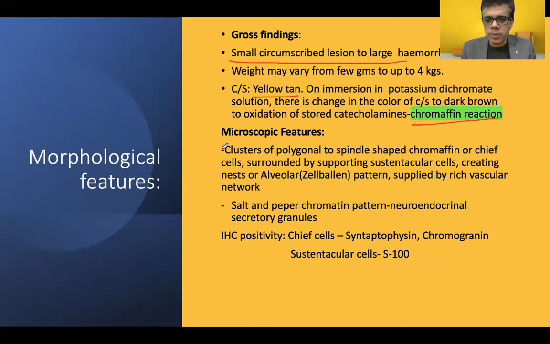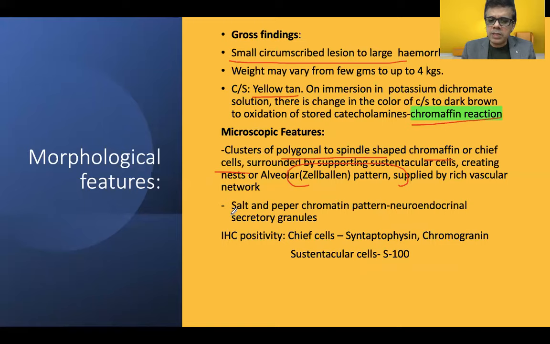Coming to the microscopic features, this consists of clusters of polygonal to spindle-shaped chromaffin cells, or chief cells, and these are surrounded by supporting sustentacular cells, and all of these create a kind of nest or alveolar pattern. This is also known as the Zellballen pattern, and it is supplied by a rich vascular network.